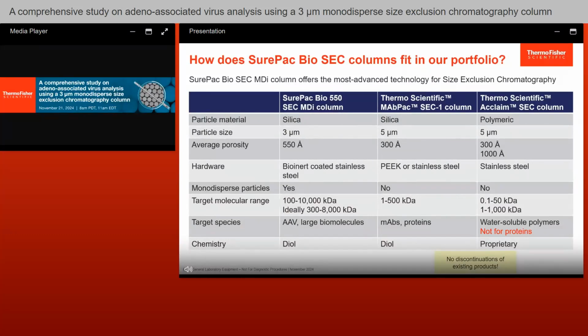We want to target the larger modalities in biopharmaceuticals. We're seeing AAVs as a good target market for these, but other biomolecules as well. If you're looking at that range between 300 to 8,000 kilodaltons, this should be the SEC separation for you. We will not be discontinuing any of our other SEC products, and as you can see here, we do have others in various pore sizes. But again, if you're running AAVs or large biomolecules, look to that SurePack SEC column.